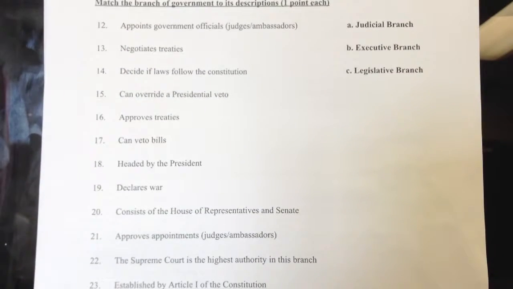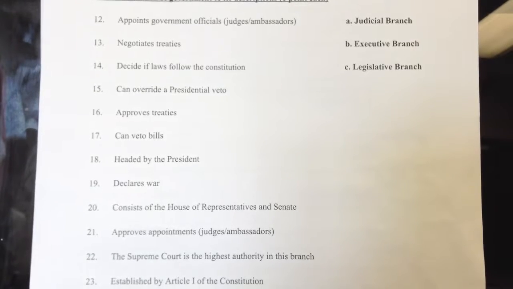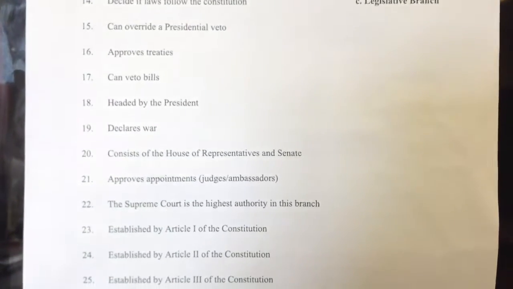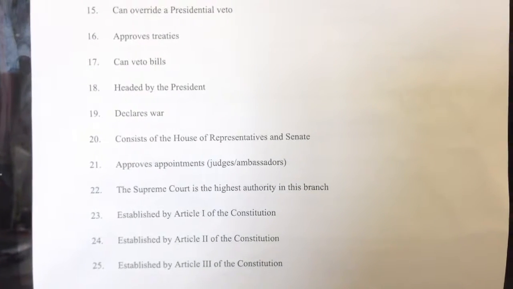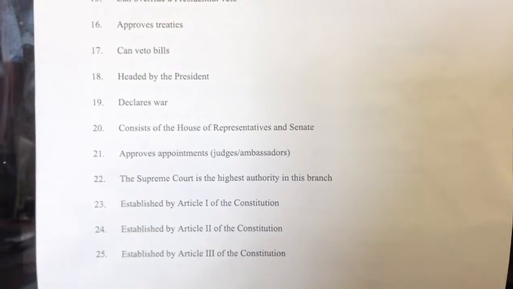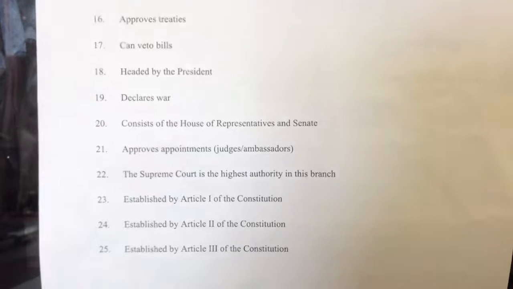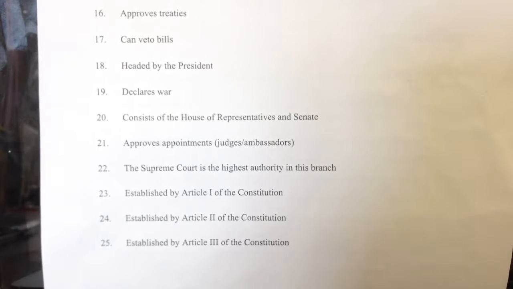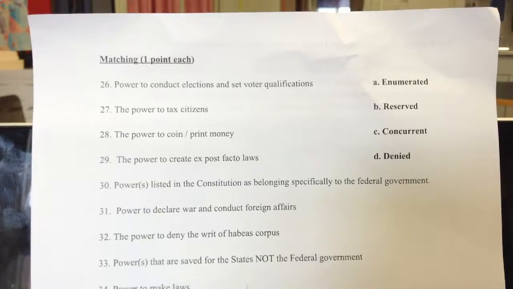Again, the choices are A. Judicial branch, B. Executive branch, C. Legislative branch. Number 23, established by Article 1 of the Constitution. Number 24, established by Article 2 of the Constitution. And finally, number 25, established by Article 3 of the Constitution.